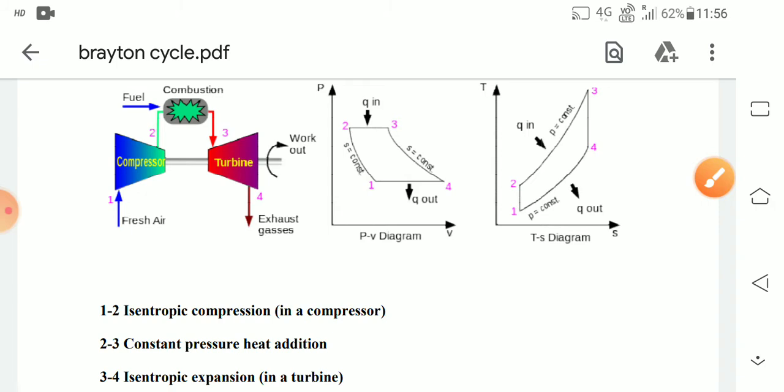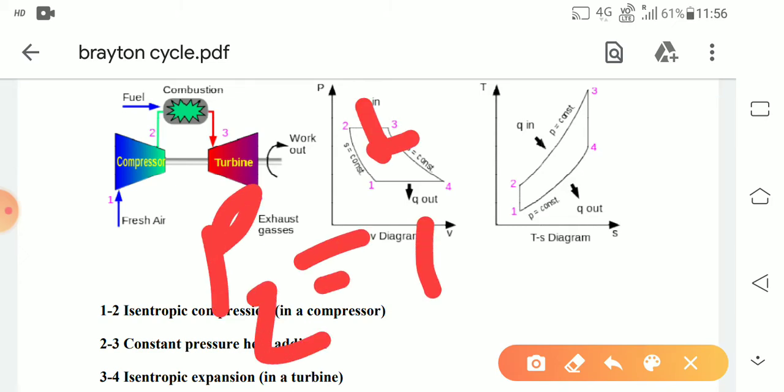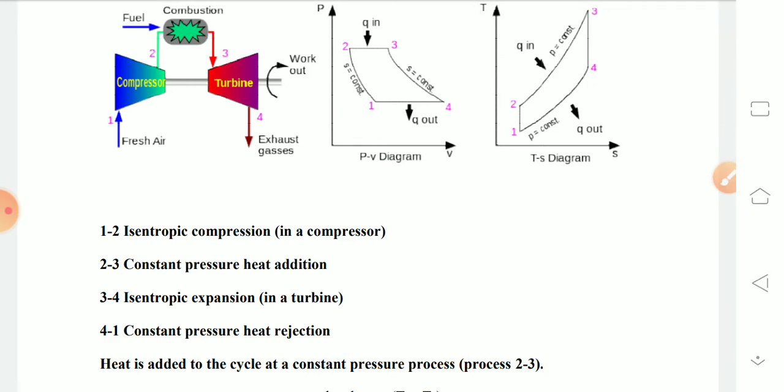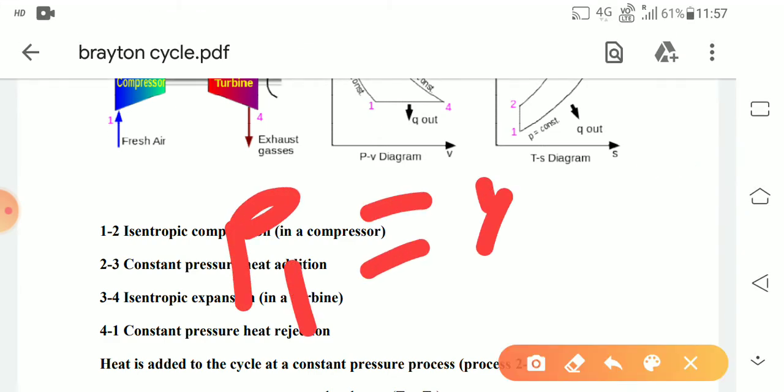Generally, four processes are considered in the Brayton cycle. Here 1 to 2 is the compression process in the compressor, and 2 to 3 is a constant pressure heat addition, which means P2 is equal to P3 because pressure is constant, and heat is supplied into the cycle. 3 to 4 is an isentropic expansion process in the turbine. Again 4 to 1 is a constant pressure heat rejection, and the pressure remains constant. That means P1 is equal to P4.